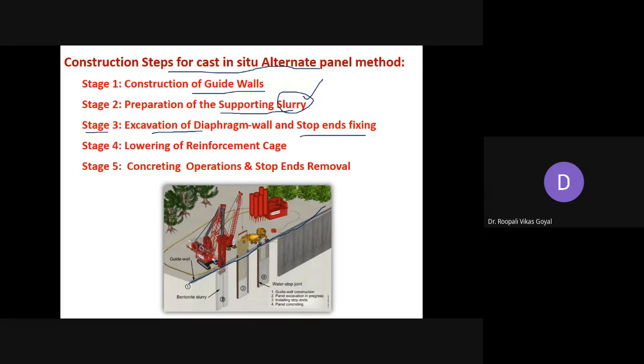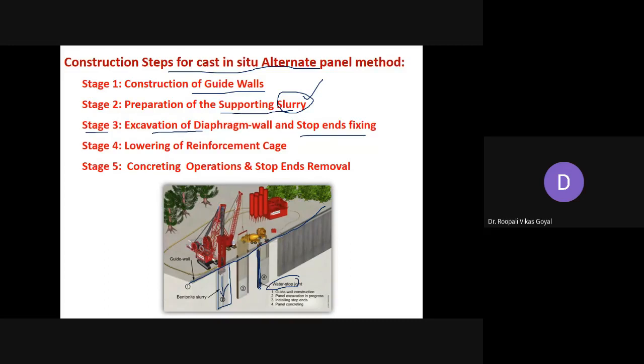Then you are having this excavation with the help of an excavator. After that you have to fill it with the bentonite slurry. Here this is the water stop joint. Whatever bentonite slurry is there, it should not go beyond that, so some tube is to be inserted. That is called a stop end fixing.